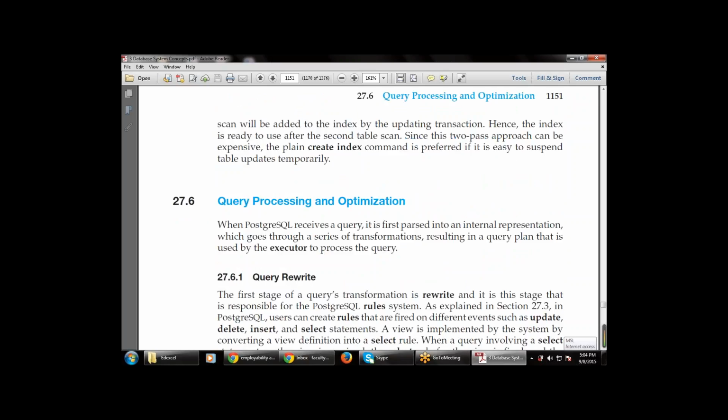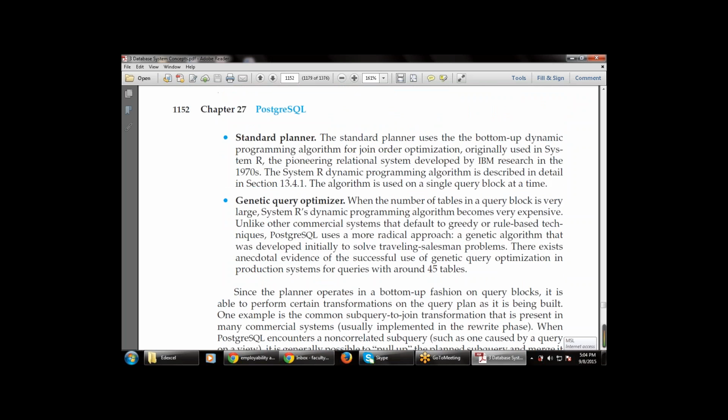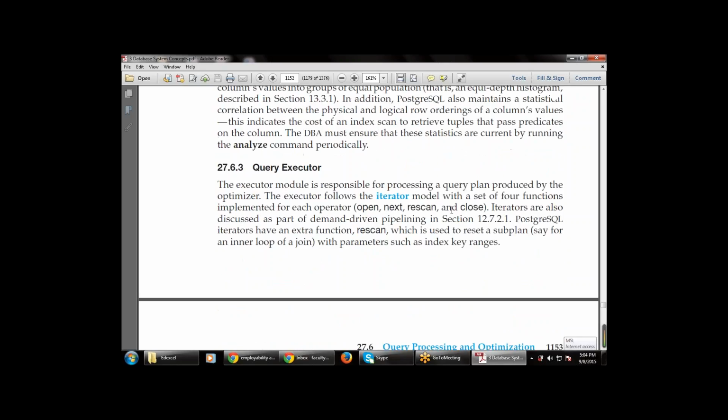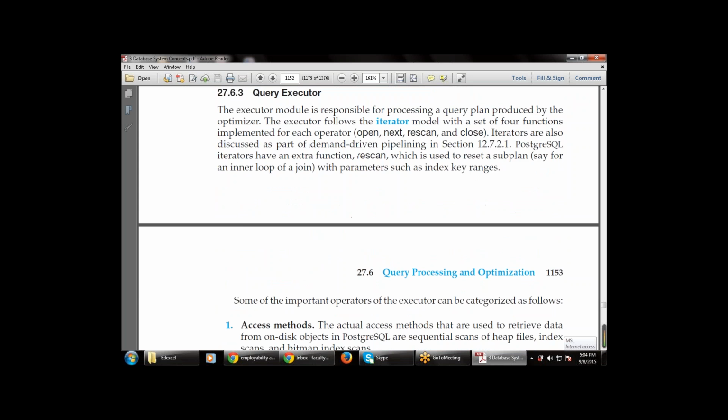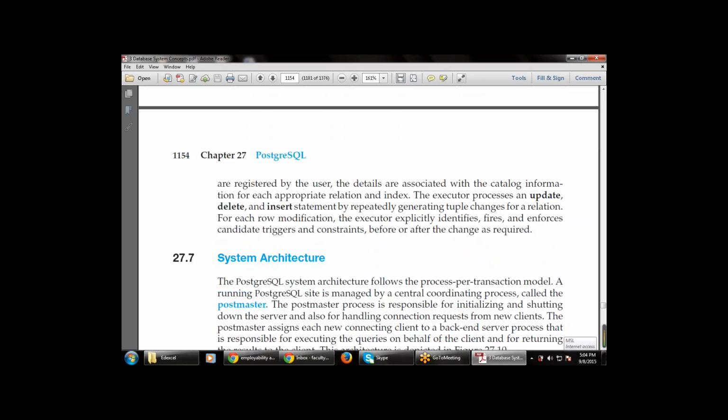Next, query processing and the optimization. This topic we have already discussed, that is how to optimize a query and how to process the query by using various techniques like the system planner and the genetic query optimizer that are available with the database. Next is the query executor, that is how to execute the query, and these are the various methods for how to execute the query.